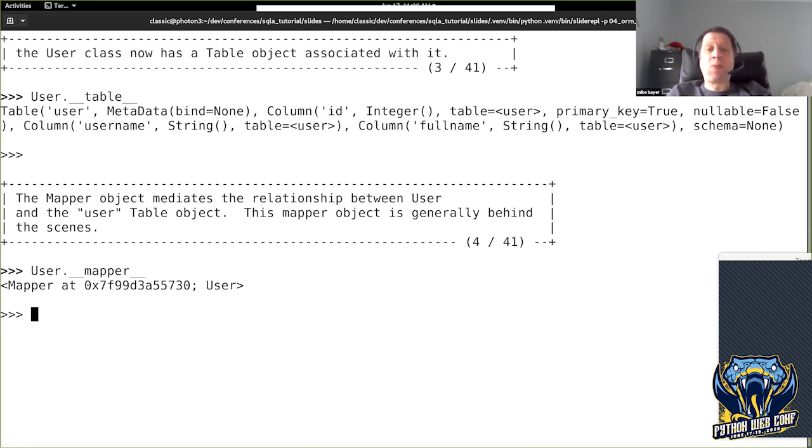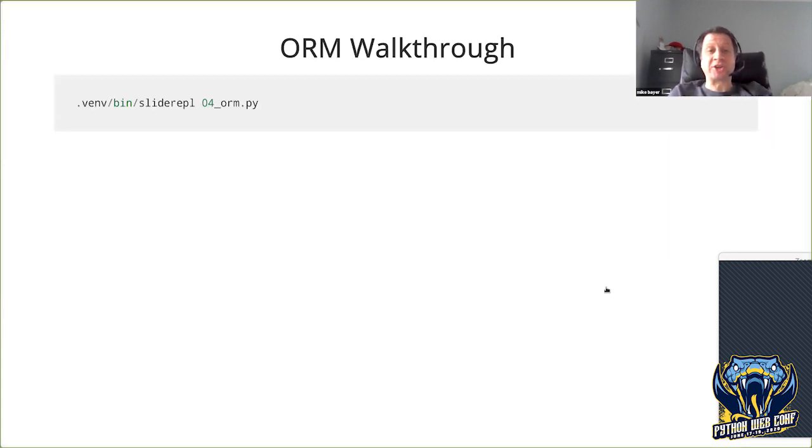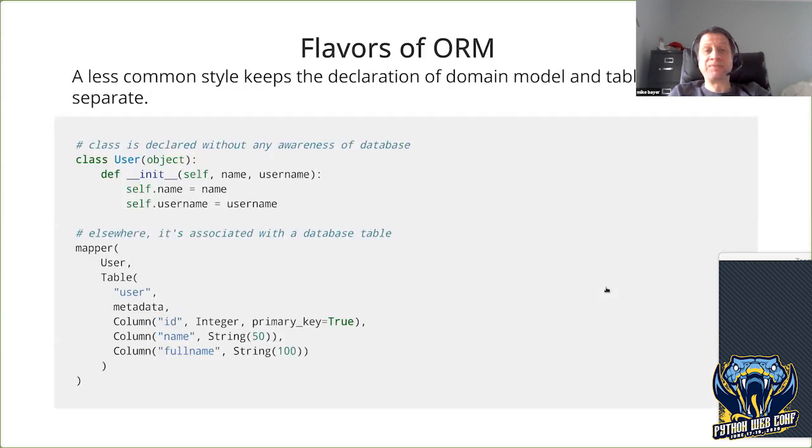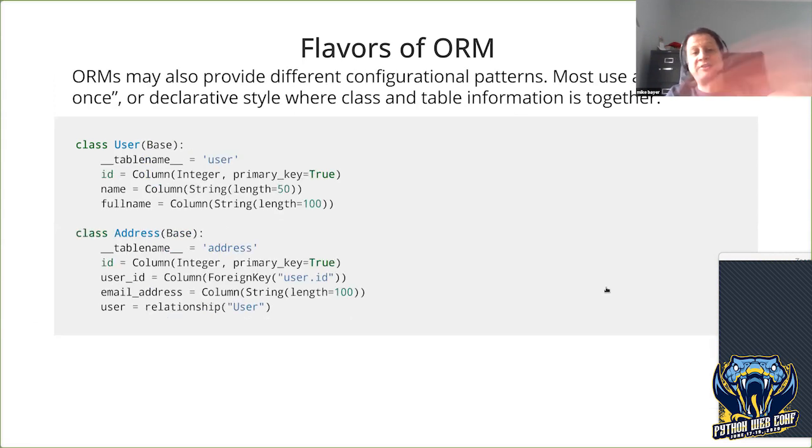That mapper is also an object that I showed over here in flavors of ORM. This is what SQLAlchemy classical mapping looks like, which is you have a class separate, and then you have this mapper object. The declarative system here does that for you, and it has shown to be probably the superior way to do things.